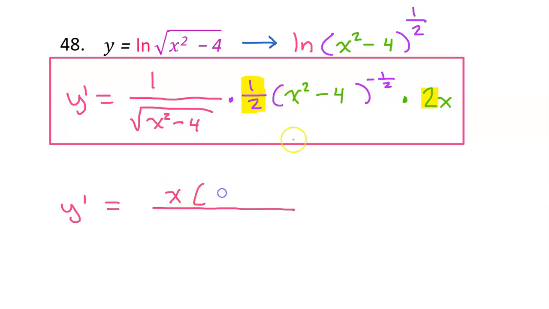And then here comes this factor. I've got x squared minus 4 to the negative 1/2 power. And in the denominator, I'm going to go ahead and also write this as a 1/2 power to make it match what's going on in the numerator. So I have x squared minus 4 to the 1/2 power.